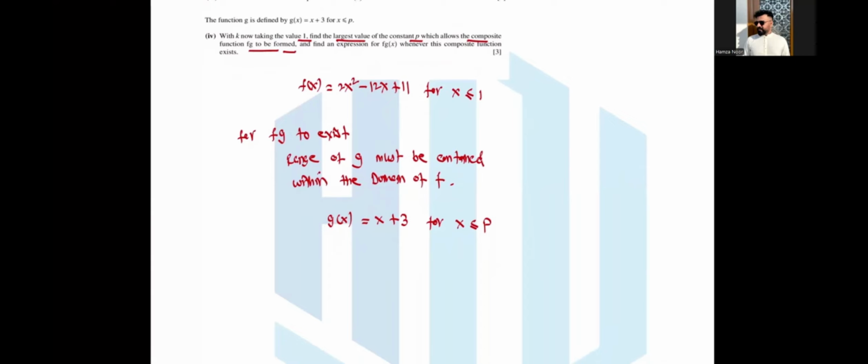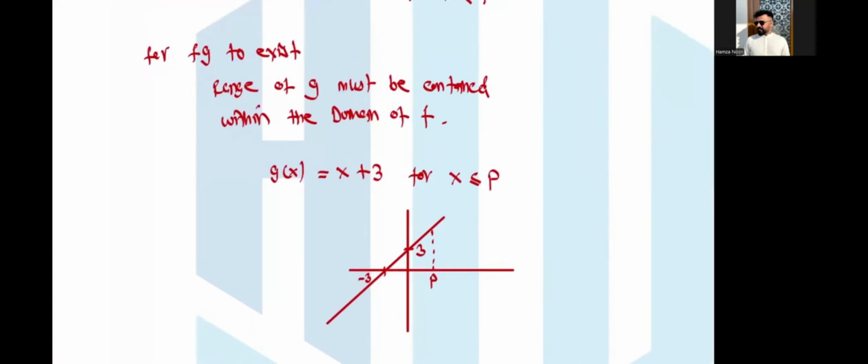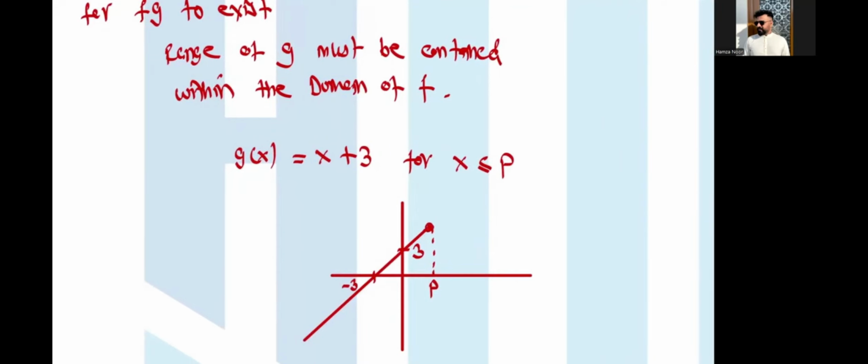So let's make a sketch for this linear function gx. Gx is basically x plus 3, meaning the graph would be an upward sloping line having a gradient of 1 and the y-intercept 3. If there was no restriction on the gx function, the graph would look something like this: the y-intercept would be 3, the gradient would be equal to 1, and the x-intercept would be minus 3. Right now I don't know the value of p, but let's say p is somewhere over here. I'm going to restrict this graph for the domain x less than or equal to p, erasing the extra part of the graph. According to my domain, the graph would look something like this.